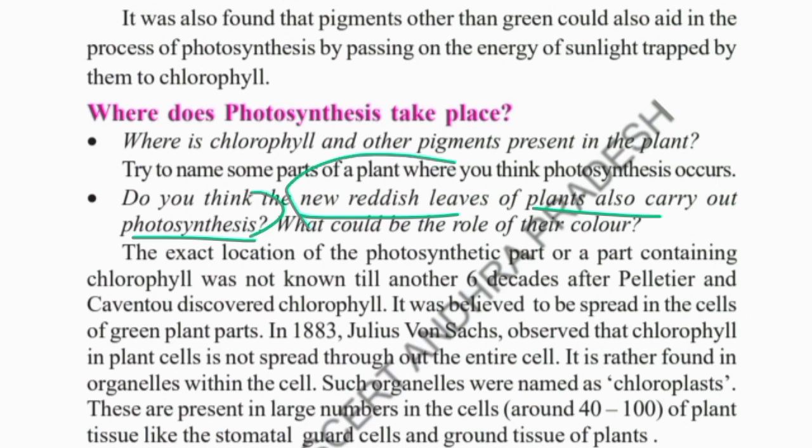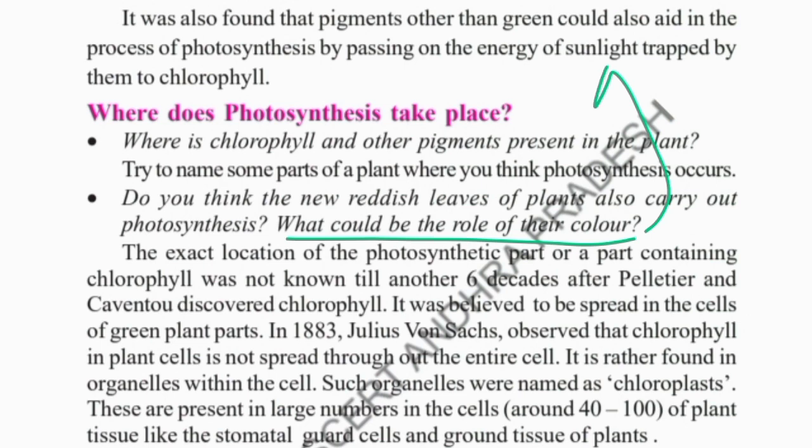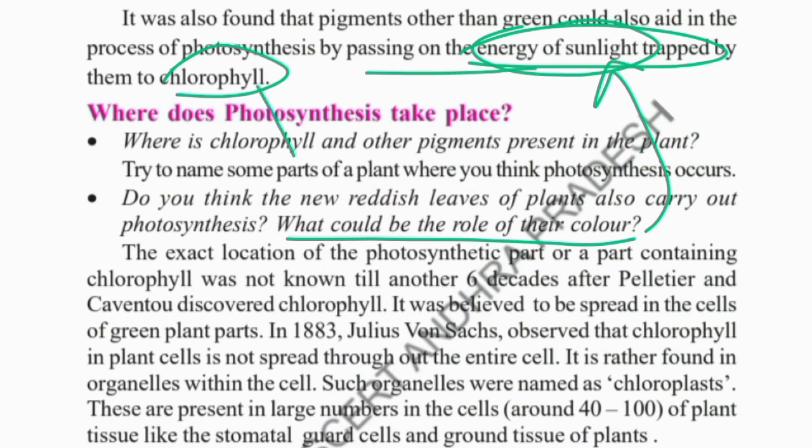The answer is technically yes, as the new leaves carry out photosynthesis by helping in trapping the sunlight. You know, this is the last line of the previous lecture, that they pass the solar energy to the chlorophyll. What could be the role of their color? This is the role: they help to trap the sunlight, they help to trap the solar energy and transfer it to the chlorophyll. So these pigments, such as anthocyanin or the carotenes, are the accessory pigments. They help in photosynthesis by passing the light energy to the chlorophyll.